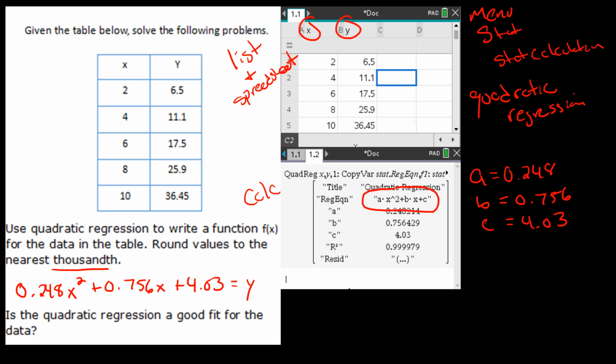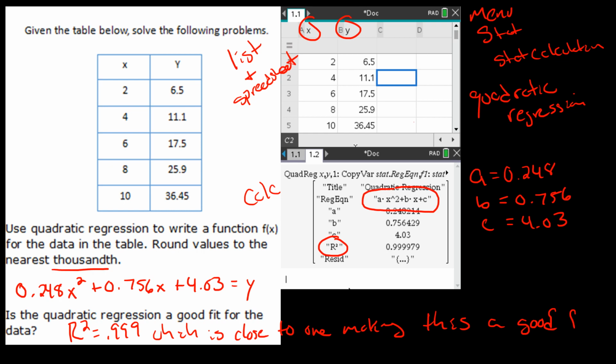Now, is this quadratic regression a good fit? To determine if it's a good fit, you need to look at your r squared. And your r squared needs to be close to 1. So when you answer this, it's like, okay, well, r squared equals 0.999. 0.999 is like getting a 99 on a test. This is really good. So you're going to say 0.99, which is close to 1, making this a good fit. Okay. Just as a reminder, anything better than a 0.8 would be a good fit for you guys.